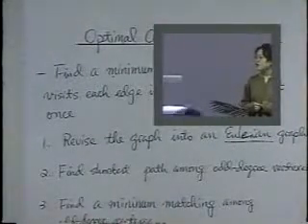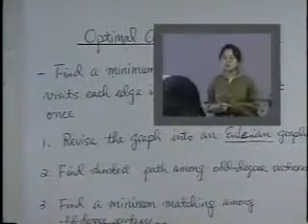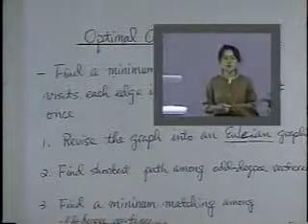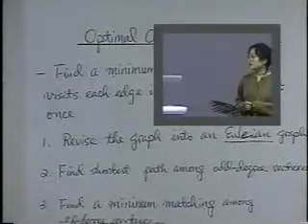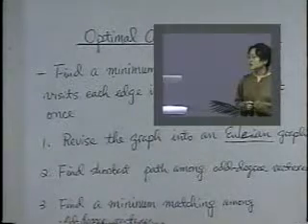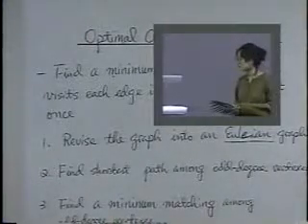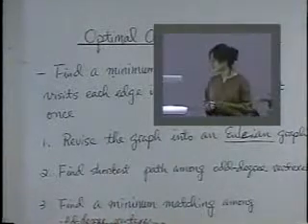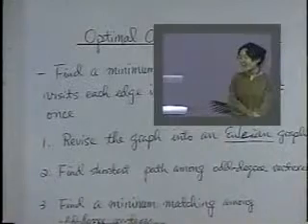So our approach is to make the original graph into an Eulerian graph first, and then find an Eulerian cycle in the graph. So how do we make an ordinary graph into an Eulerian graph?